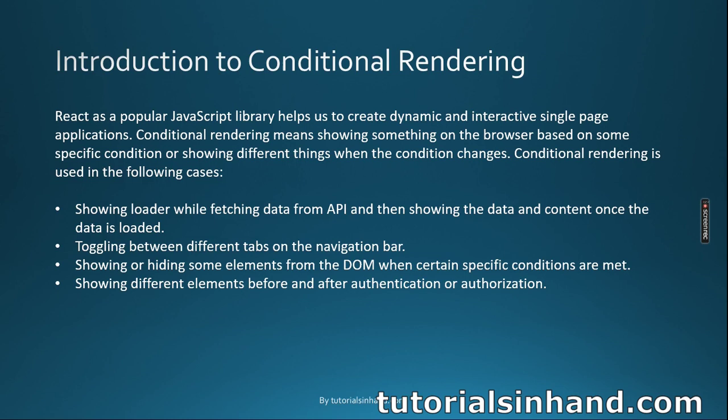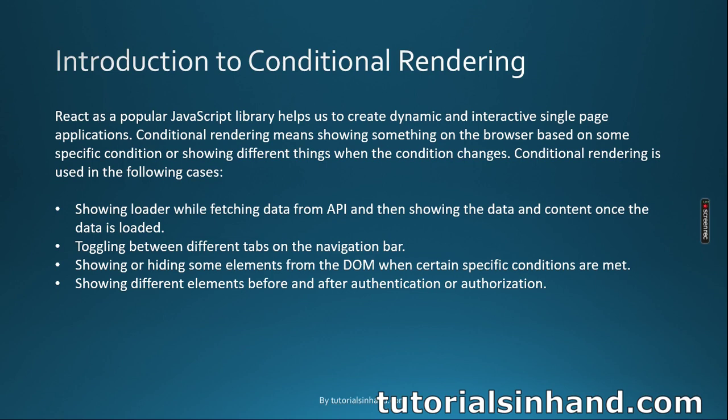Okay. The next point, toggling between different tabs on the navigation bar. Toggling between tabs is generally taken care of by routing, which we are going to discuss in one of our upcoming videos. Suppose you have a very small navigation bar with 3 different tabs. Depending on the tab you click, different content will be displayed in the main area. So there also we use conditional rendering.